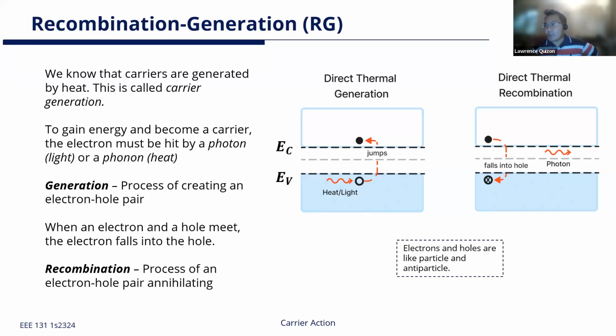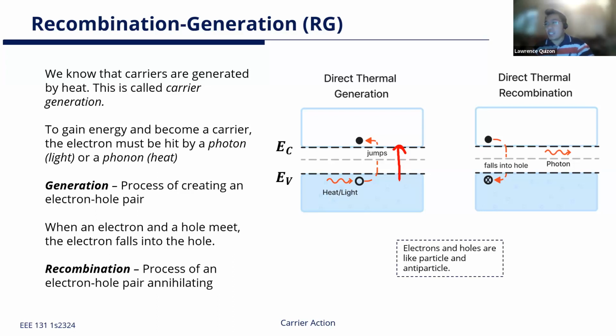So RG stands for recombination and generation. In RG, carriers are generated or annihilated, essentially. So there are types that we're going to be talking about, direct generation. This is when the electron jumps straight from the valence band to the conduction band because it absorbed energy. Energy from what? Heat or light. Now this is interesting, but we're not going to be covering it.